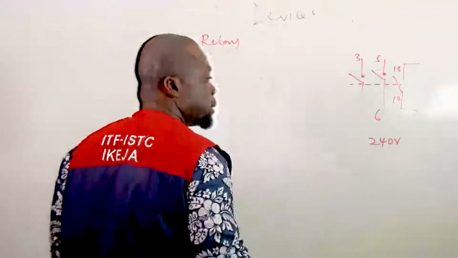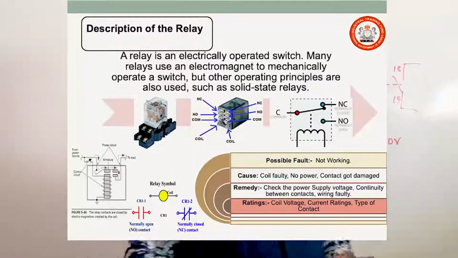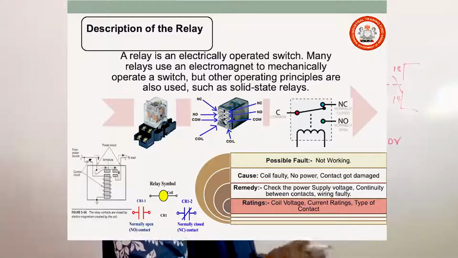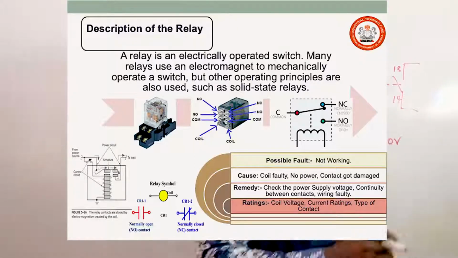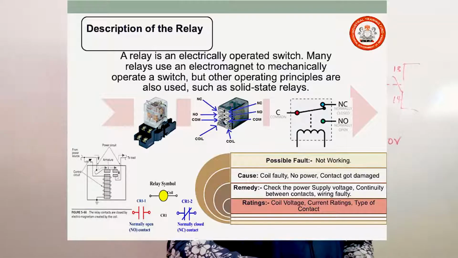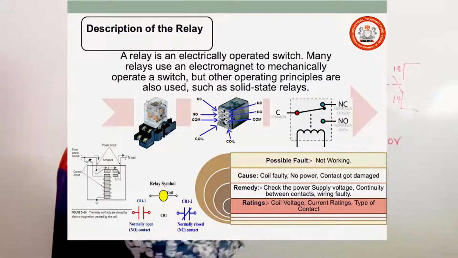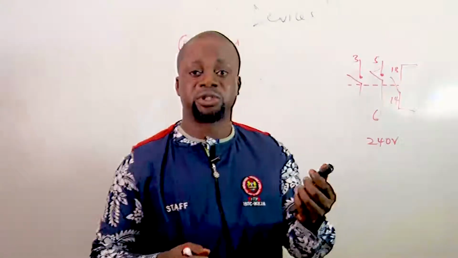Relay. We have relays in different types. It's an electrically operated switch used as electromagnets, and it can be manually operated, but the operating principles are also used in other forms, such as the solid state form. You can have your television remote in your houses.